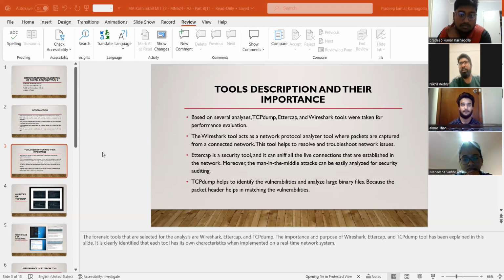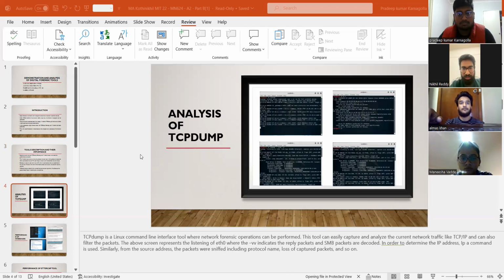And the last one is TCP dump, which is used to identify the weaknesses or vulnerabilities in a network. We can also use this tool to analyze large binary files, large digital files, in an investigation process. So that is from my side. The in-depth analysis of all these tools is explained by our teammates.